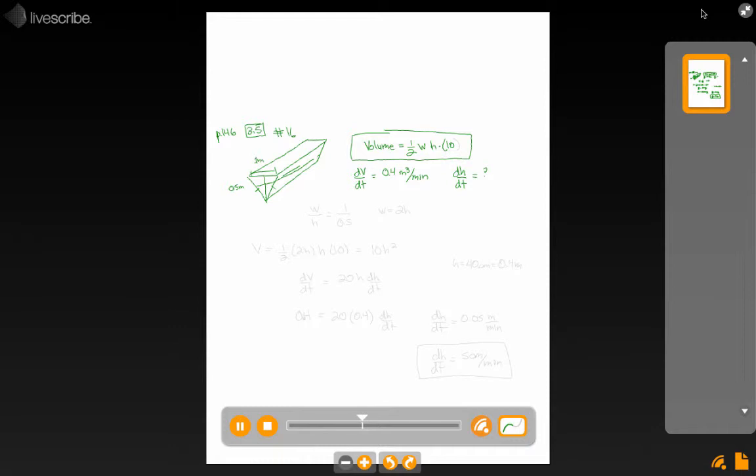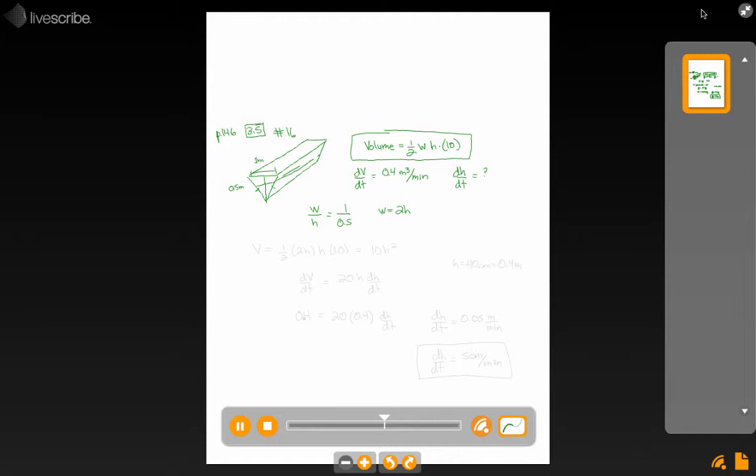Now, in our volume equation here, we have V, which is fine, and W and H, which is a bit of a problem. We don't really want W in there. So the relationship that we have is that the width of this triangle over the height is 1 meter over 0.5 meters. In other words, the width is twice as big as the height.